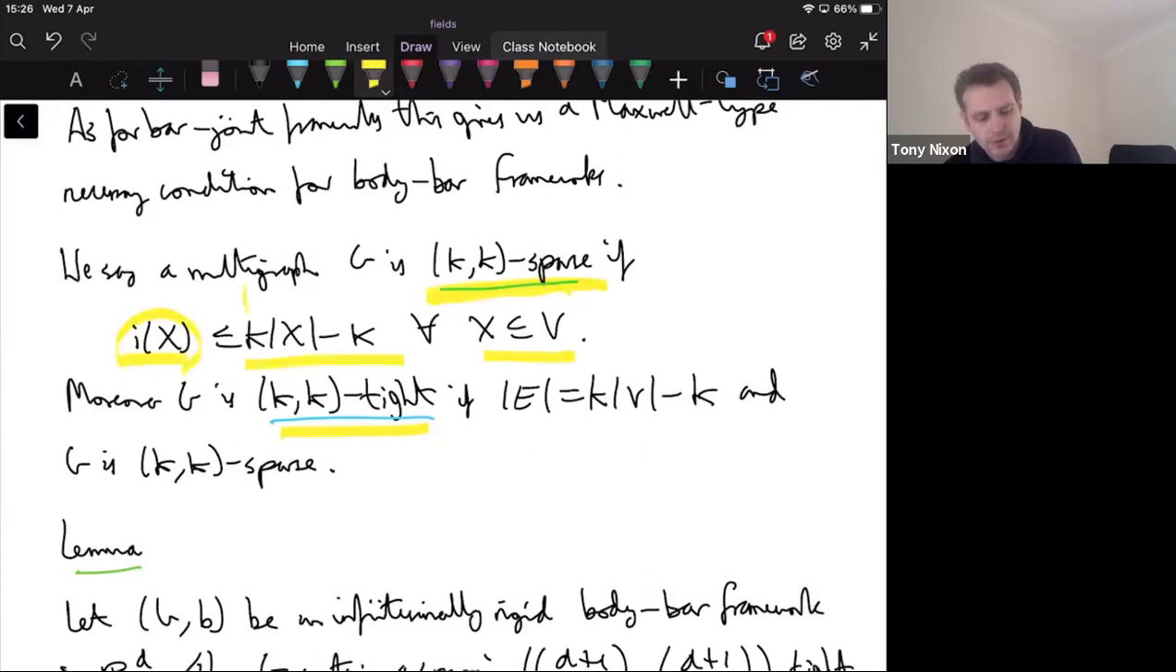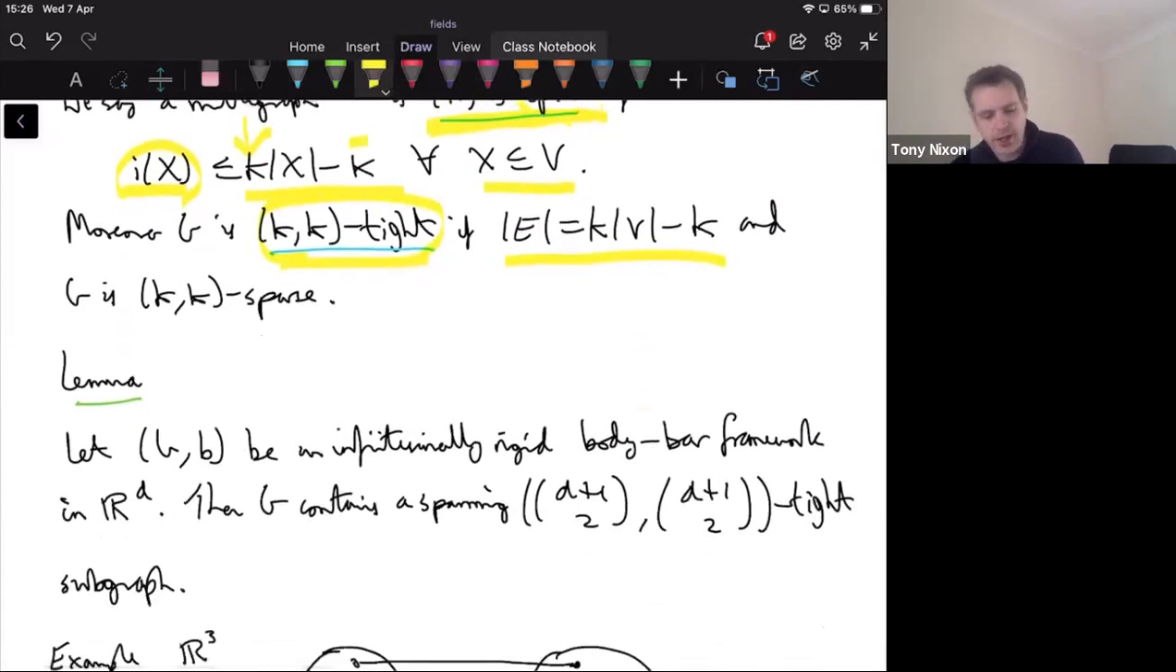So this K, the scalar, what we scale X by, is the first K, and then the constant is the second K. So in general, you could have a K and an L if you like. And that's sparse, and it's K, K tight if it's sparse and you have exactly the maximum possible number of edges for the entire graph. Okay.